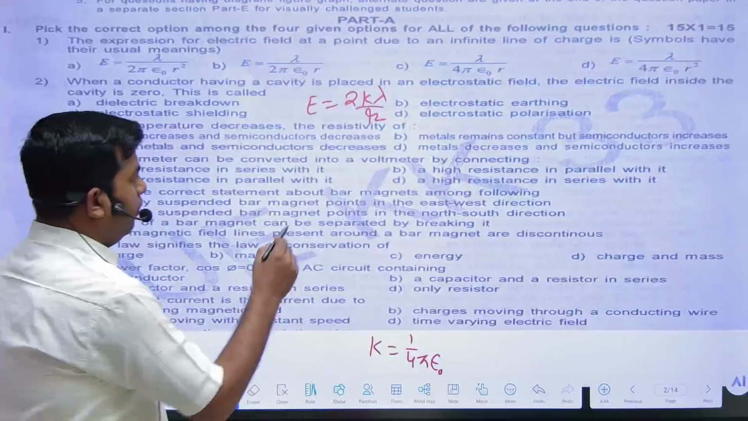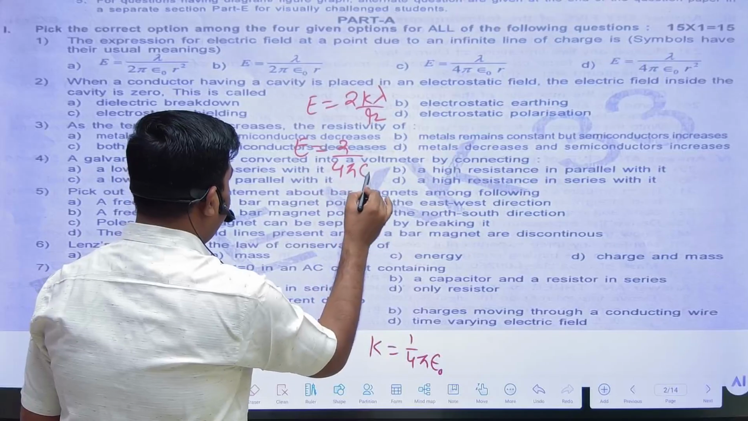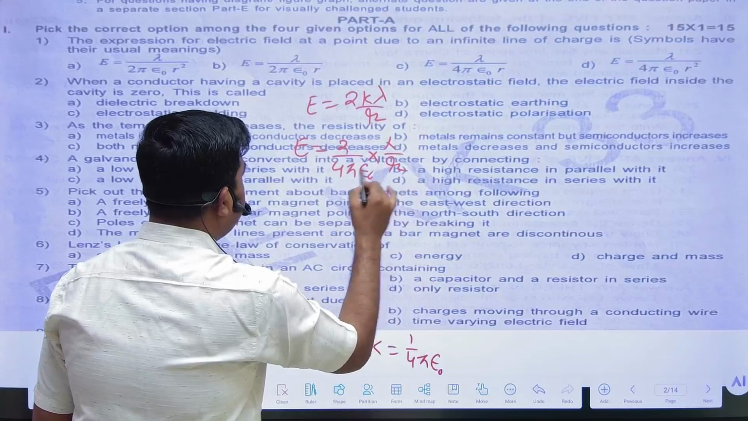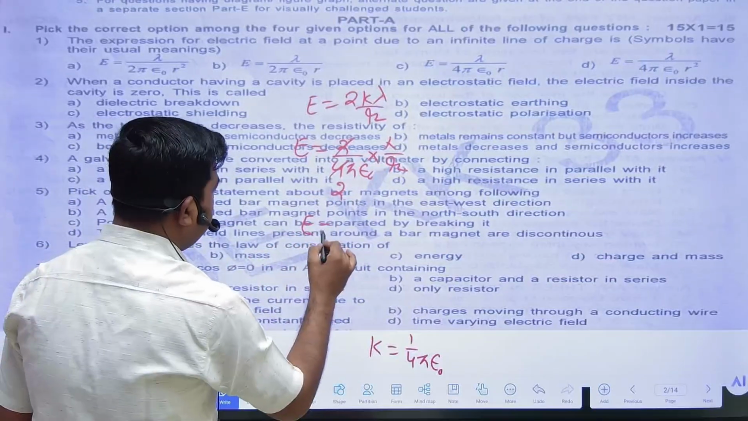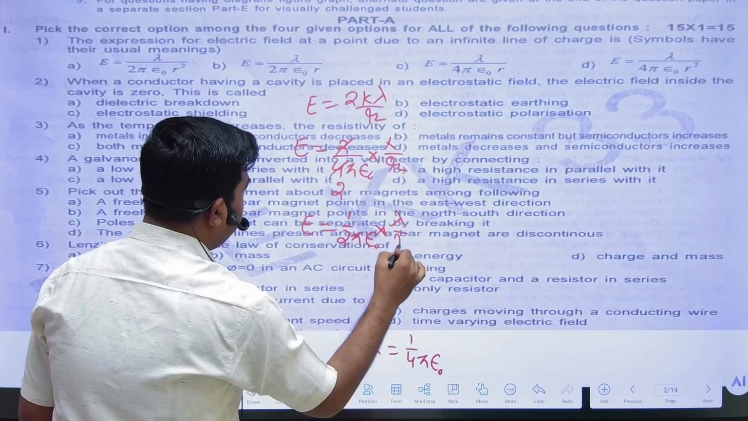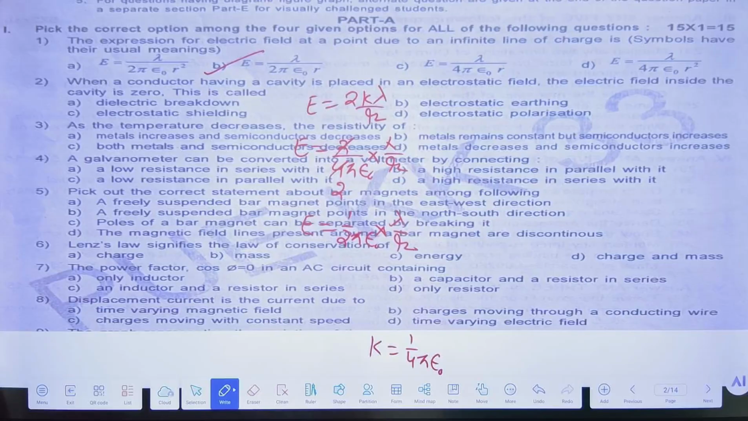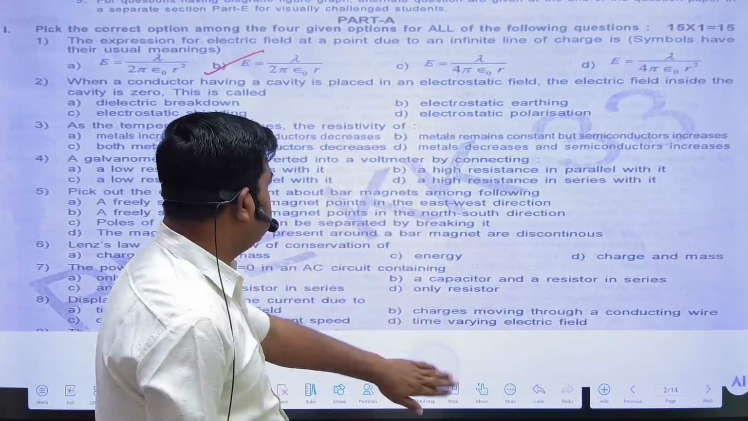Now here we put the value of k. So it is 2 upon 4πε₀ into λ by r. Now 2 and 2, 2 twos are 4. So the electric field is 1 upon 2πε₀ into λ by r, equal to λ upon 2πε₀r. So option B is correct. Clear? Now we move to the next question.